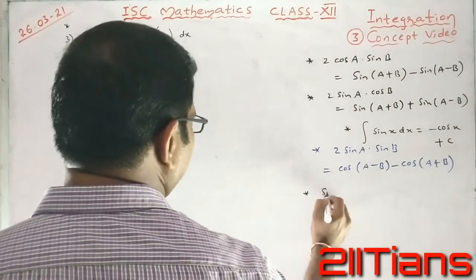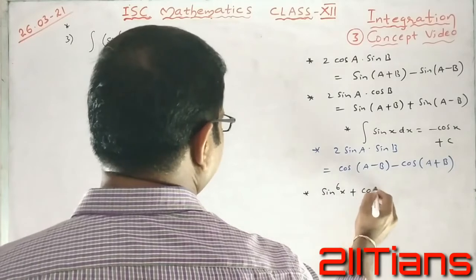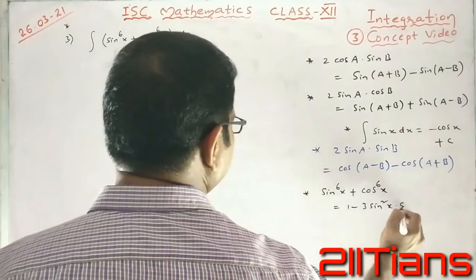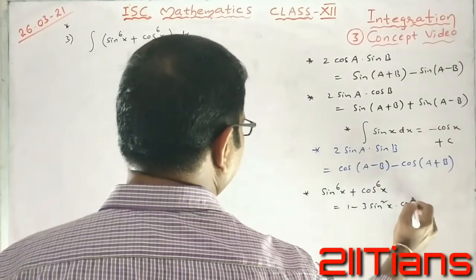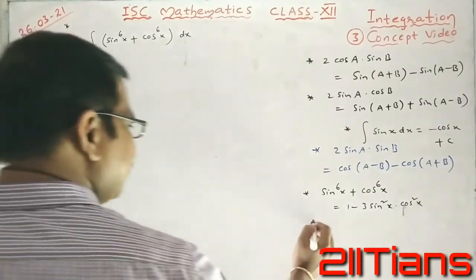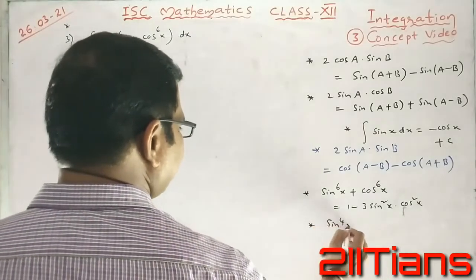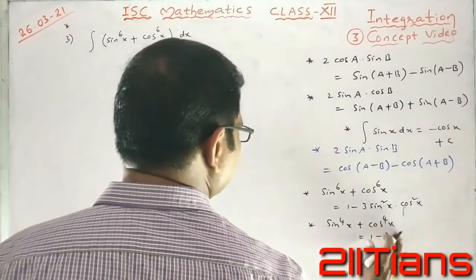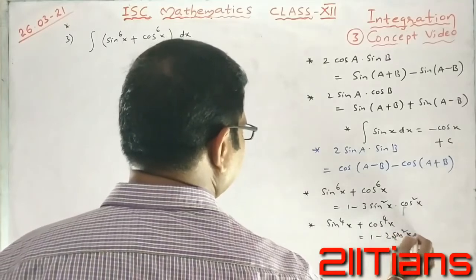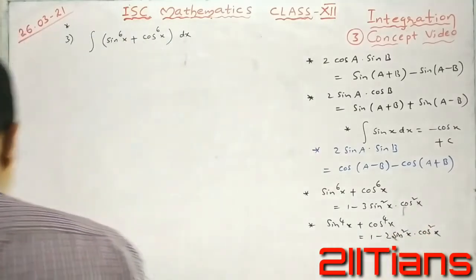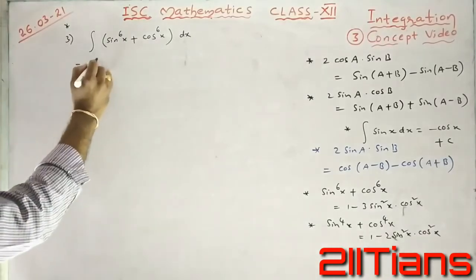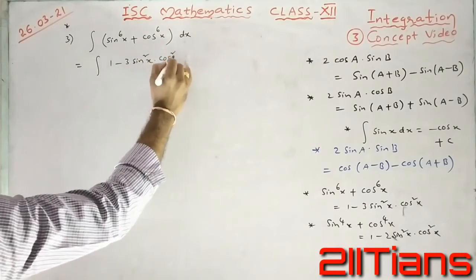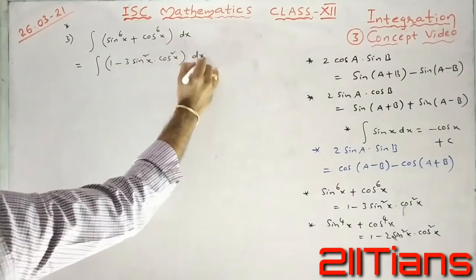Already I told you this concept: sin power 6x plus cos power 6x can be written as 1 minus 3 sin square x cos square x. Do you remember? Proof also I told you. Similarly, if you have sin power 4x plus cos power 4x, that can be 1 minus 2 sin square x cos square x, right? These two results you must remember. So I am using that concept here. This can be 1 minus 3 sin square x cos square x dx.